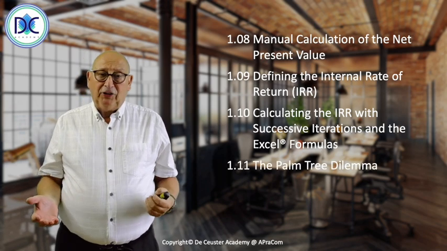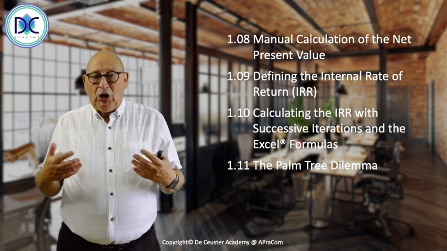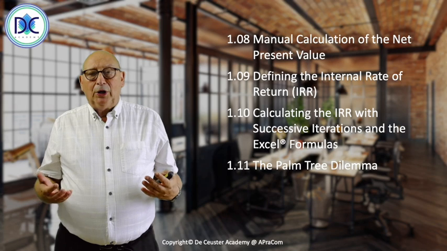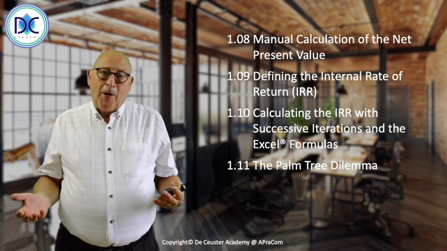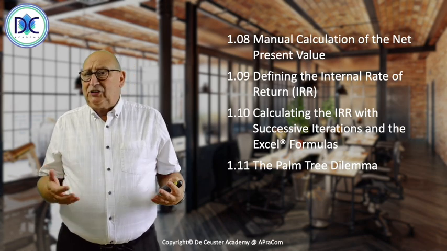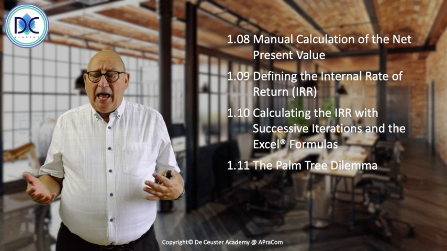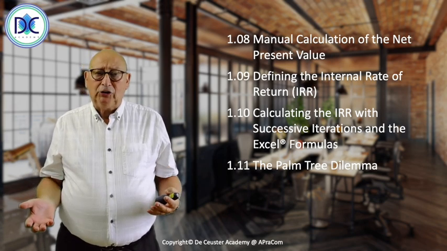Another, a little bit funny, intermezzo here is what I call the palm tree dilemma. Here we're going to see, when we look at the internal rate of return, when we look at the project financial parameters, what is the best decision to do? And here we must evaluate what may happen during the project.